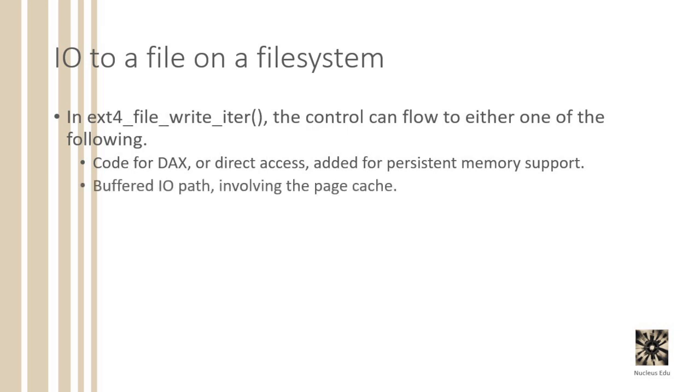Next is the buffered IO path. This path involves the page cache. When data is to be written to a file, in general it usually does not get written directly to the disk where the file actually resides. Instead, the data is first written to an intermediate layer called the buffer cache, or the page cache as it is called nowadays. For most IO, the system call returns from here. Later in the background, the buffers that have been written to, the dirty ones as they are called, are written to their corresponding blocks in the file residing on the disk. So this is the buffered IO path, which involves the page cache.